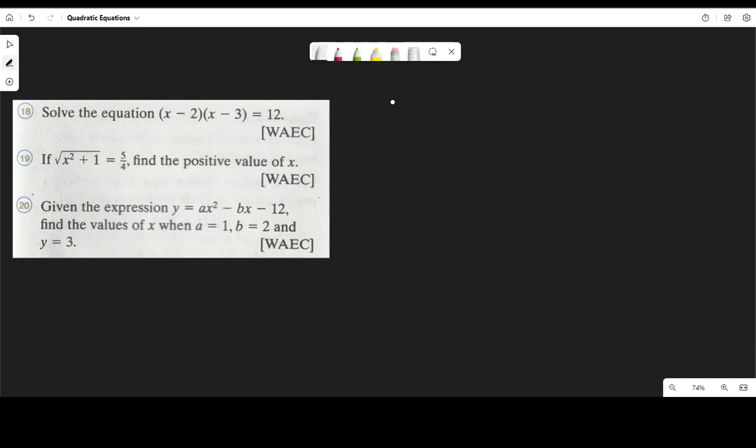19 says, if the square root of s squared plus 1 is equal to 5 over 4, find the positive value of s. Square root of s squared plus 1 is equal to 5 over 4. Now to clear this square root sign, we need to take the square of both sides. So if I take the square of this left hand side, I will be left with s squared plus 1 equal to, now taking the square of this, 5 over 4 squared.